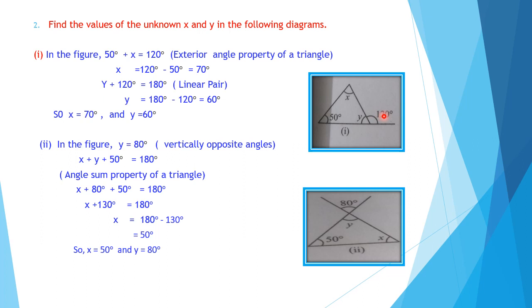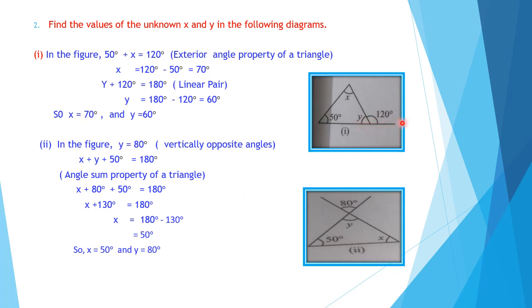And you have learnt exterior angle measurement is equal to the sum of the opposite interior angles. These are the opposite interior angles, x and 50 degree. So here we can write, for finding x, the step as in the figure: 50 plus x equal to 120 degree. Exterior angle is equal to remote interior angle sum, x plus 50 degree. Therefore x equal to 120 degree minus 50 degree is equal to 70 degree. Okay children.